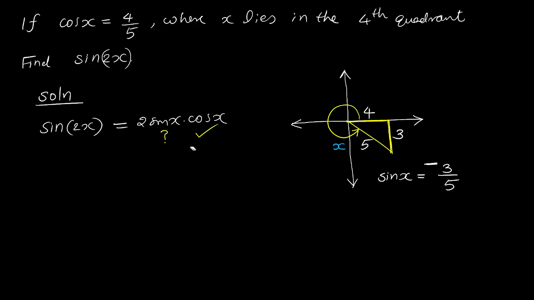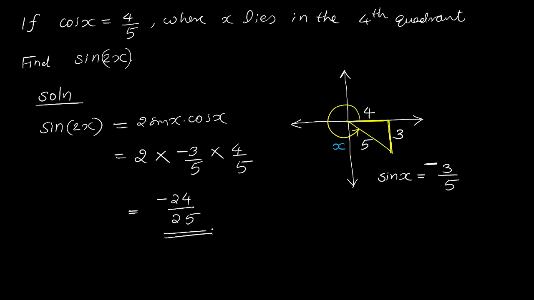Now we get the answer. So 2 sin x cos x. So 2 into sin x, which is minus 3 by 5, and cos x is given, 4 by 5. So the answer is minus 24 by 25. This is the answer. So please remember this question. All of you please write it down.